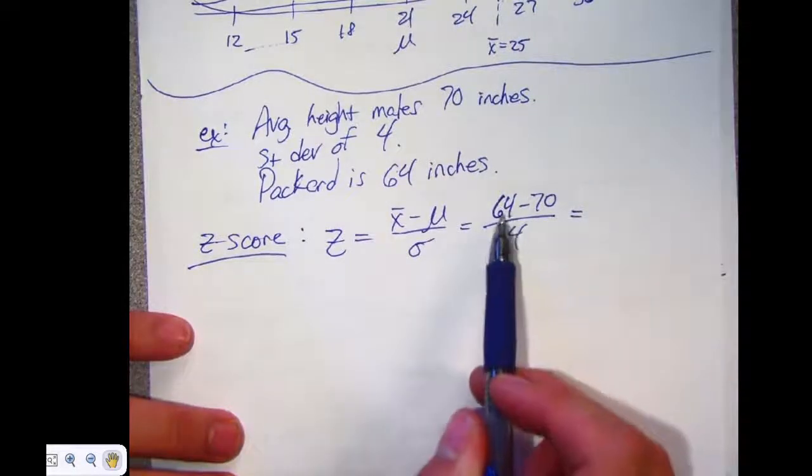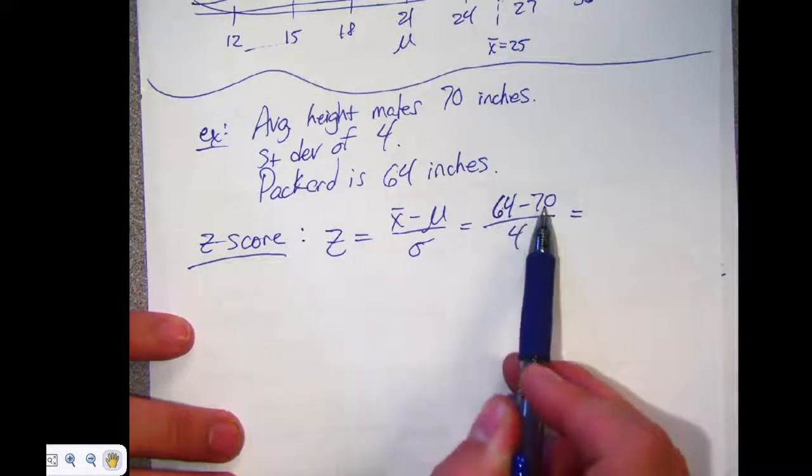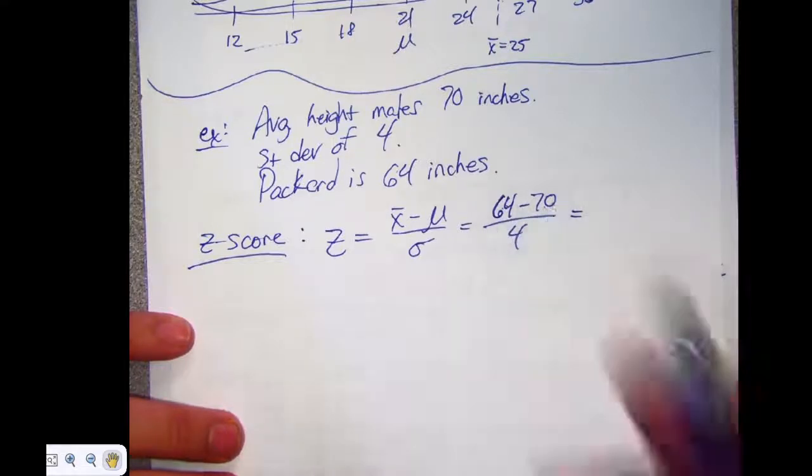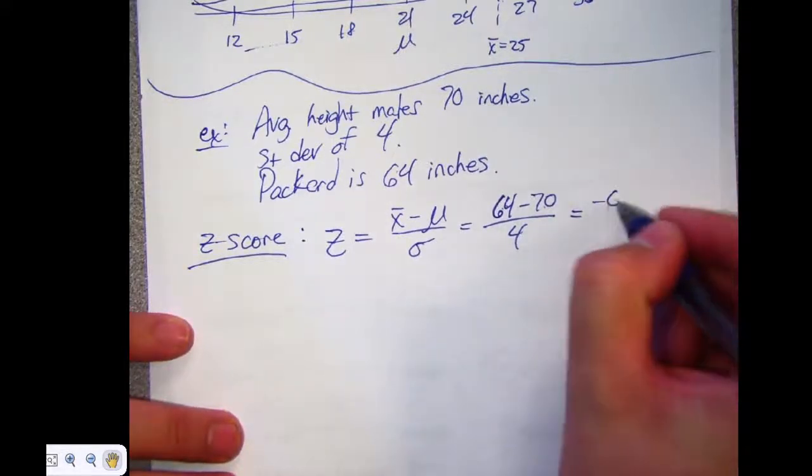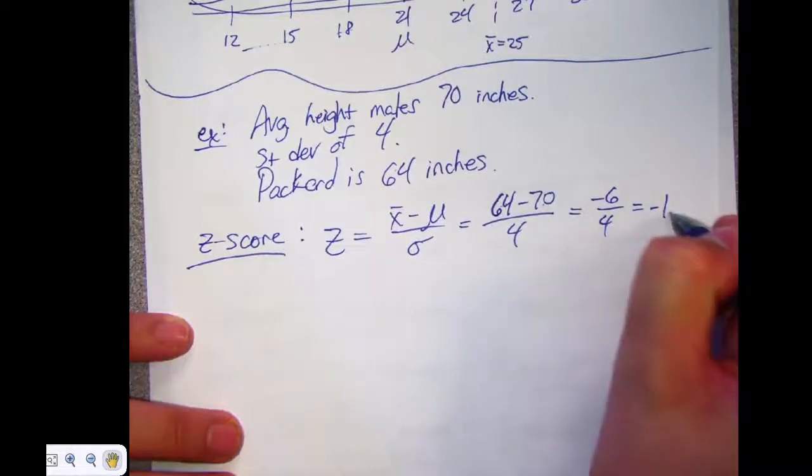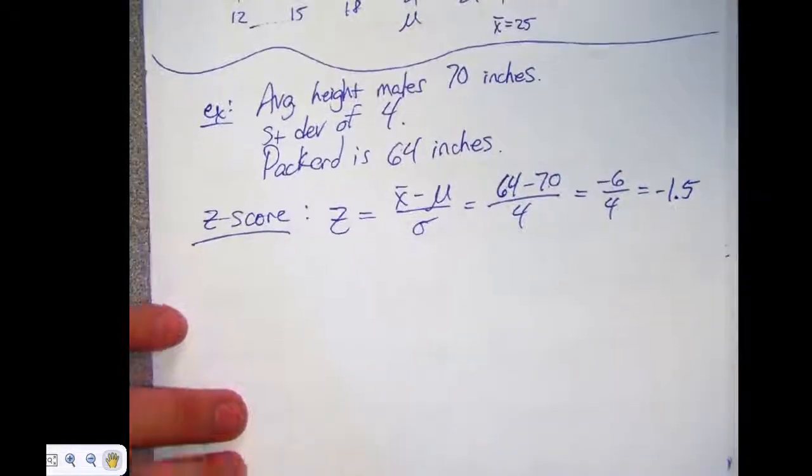And so it comes out negative because our data point is below the mean, so you're subtracting a bigger number from a small number. That's how we get a negative. So it's negative 6 over 4. So negative 1.5 is our z-score.